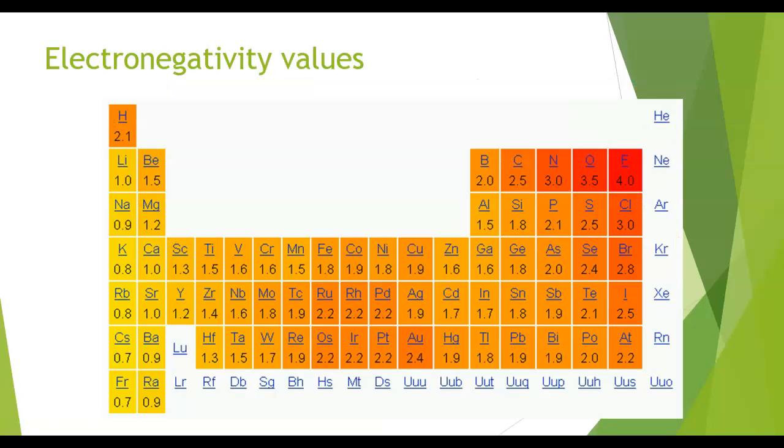Here's an example of the electronegativity values. You would obviously be provided with this anytime that you would be taking a test, or anytime that you would need it. And so these are the different electronegativity values. You can see that fluorine is 4.0, and then metals like francium all the way down at the bottom is 0.7. And so electronegativity in general increases as you go up and then to the right.